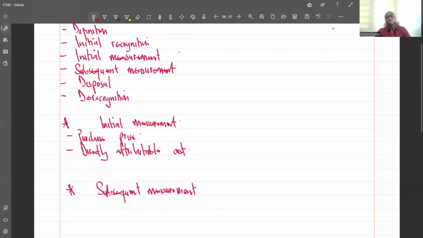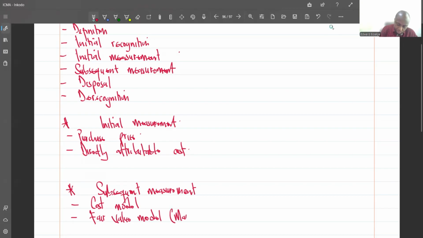Okay. So now we are saying that the subsequent measurement is dealing with what? The cost model and the fair value model. In that case, we say the market value of the asset. At each time, we have to recognize it in our book using the market value. So it makes the disposal of this very simple because we don't have anything at OCI for us to say that we are transferring to retained earnings and the rest like we're doing at IAS 16.